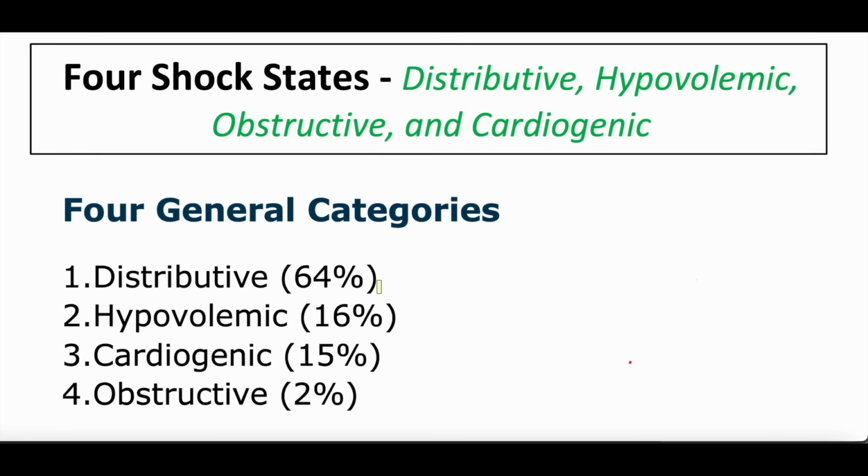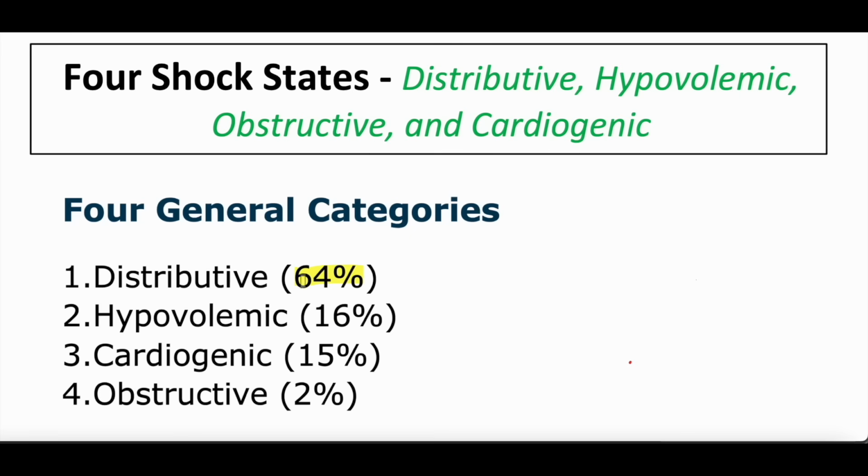So the first category, and often the most common category, one study from a level 1 center found that of all patients presenting in shock, 64% of them were in something called distributive shock. We will further understand distributive shock and define it in a bit, but distributive shock is also broken down into multiple different subcategories, things like septic, endocrinopathies. Again, we'll talk about this more in a bit.